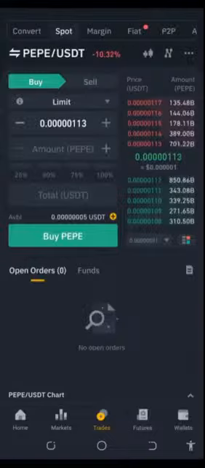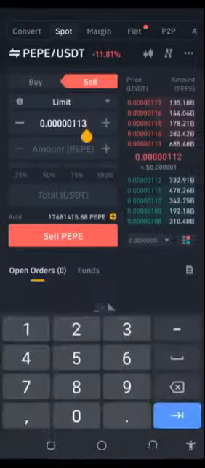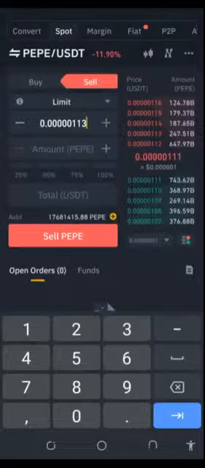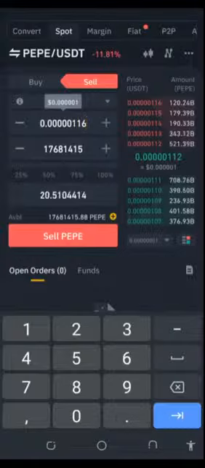The next thing now is for us to quickly set our sell limit. Don't forget that what we actually set as our buy limit was 113. So now for our sell limit, we're going to take it to 115. For us to do this, we just pick up 100%. And you can see, oh wow, it's gone a bit lower. Now we're at 20.33. What if I change this to 6? Oh, it's going to go to 20.51.